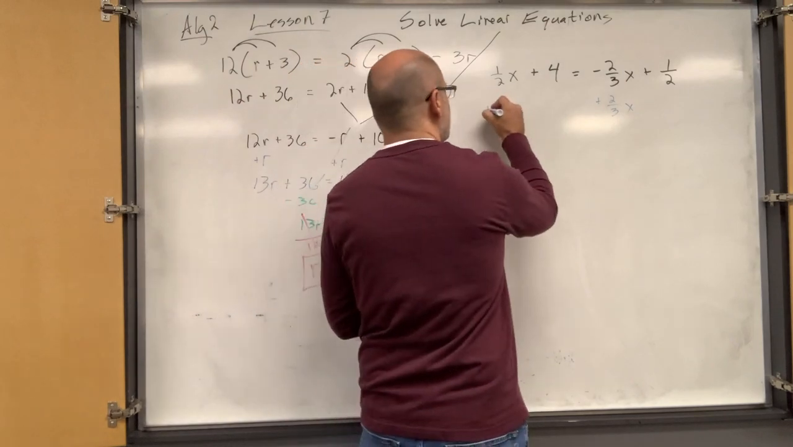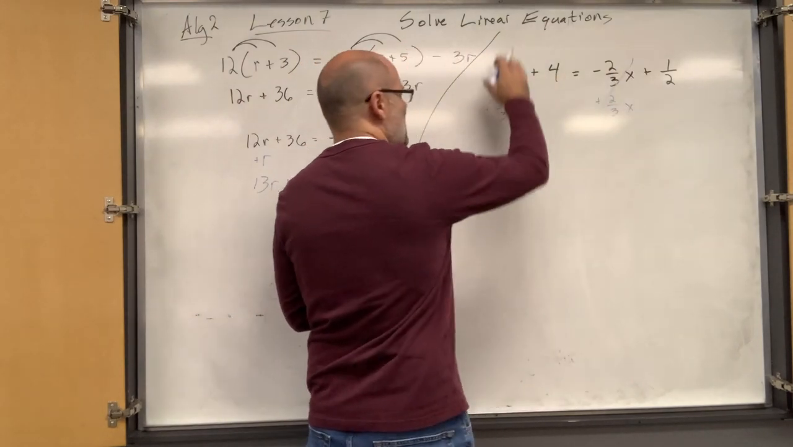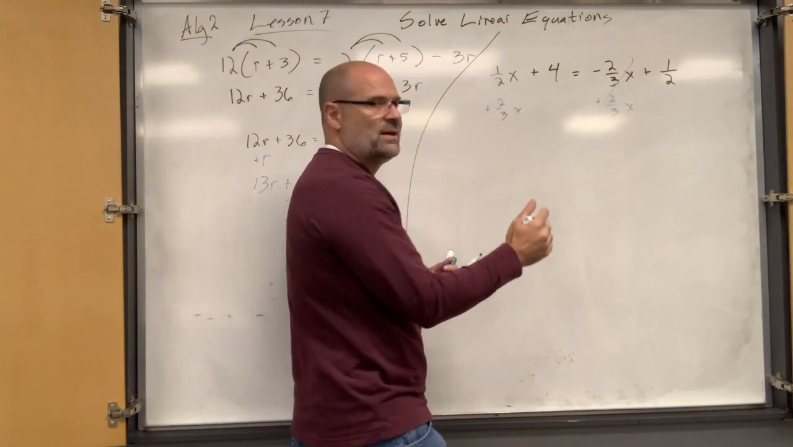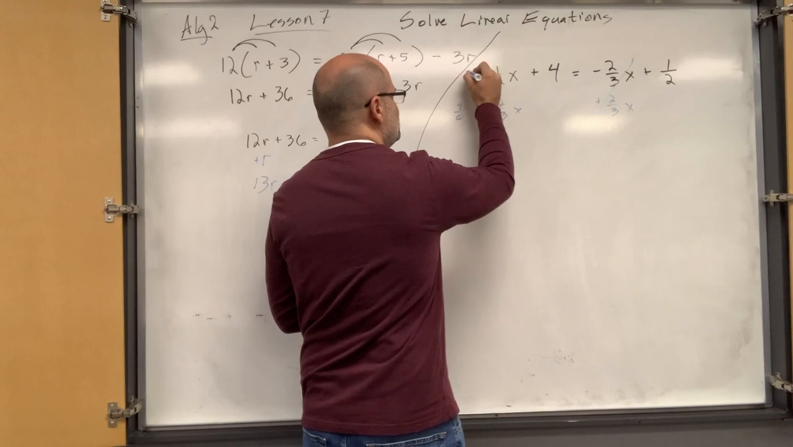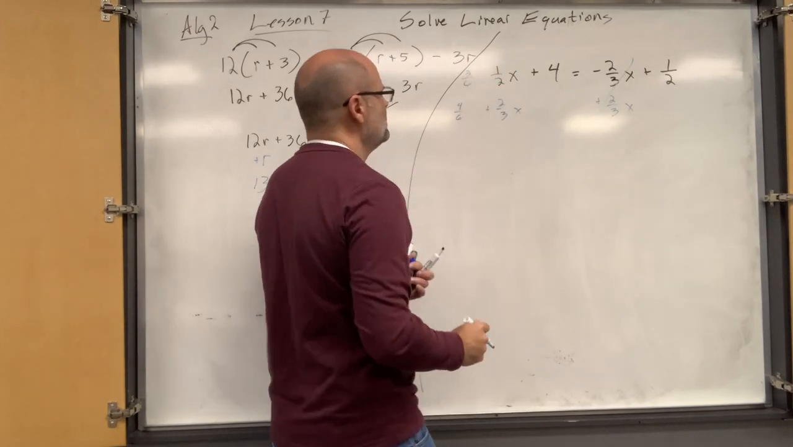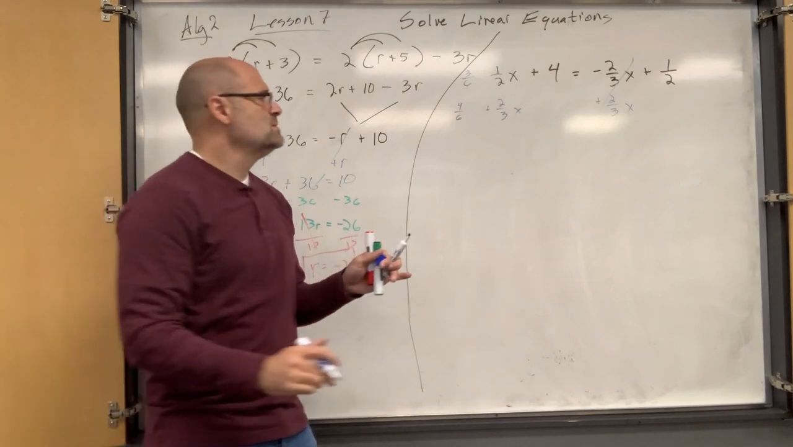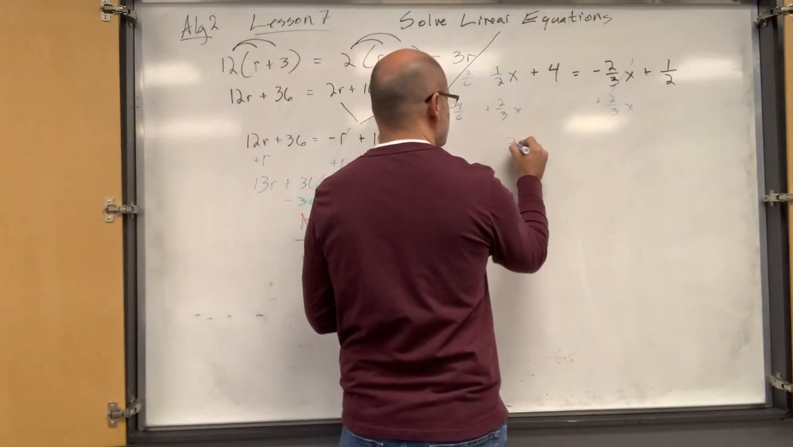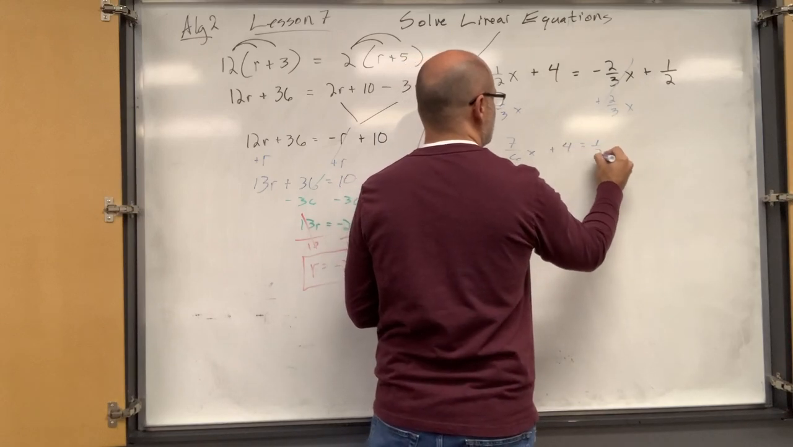Okay, so let's get rid of that. So this is bye-bye. So when I add this together, I have to get a common denominator. So this is gonna be 4/6 plus 3/6, right? When you get a common denominator, so far so good. So then we get 7/6 x plus 4 equals 1/2.